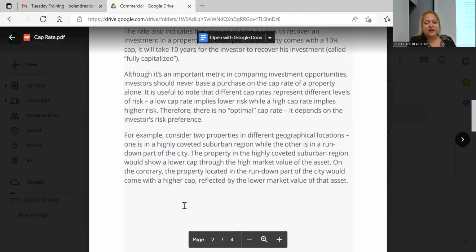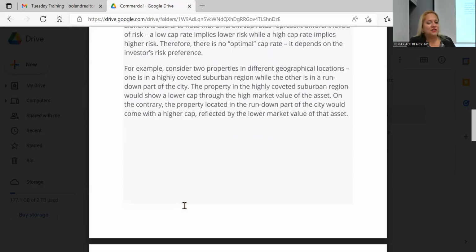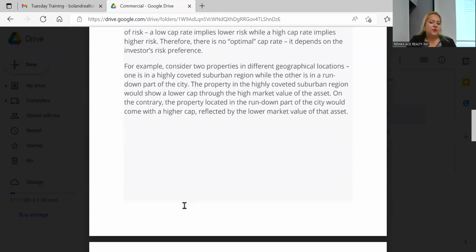It's important. For example, consider 2 properties in different geographical locations. One is a highly coveted suburban region, while the other is a rundown part of the city. The property in the highly coveted suburban region would show a lower cap rate, due to the high market value of the asset. On the contrary, the property located in the rundown part of the city will come up with a higher cap rate reflected by the lower market value of the asset. So that's something else to consider as well.